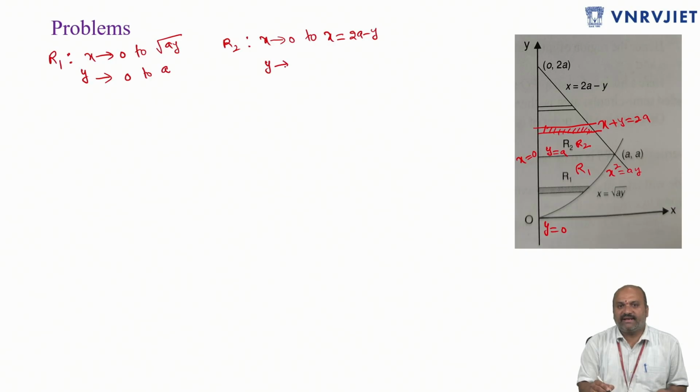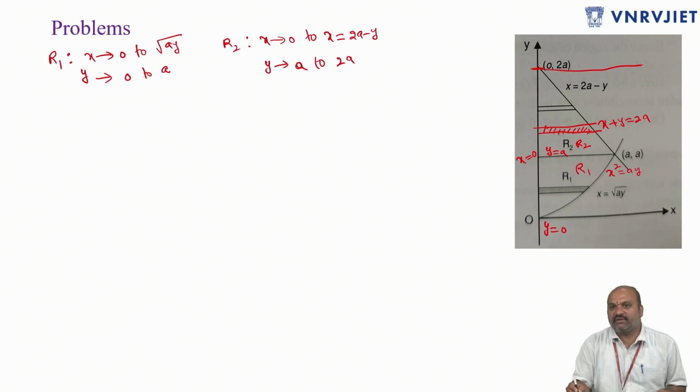And y varies from a to 2a. See here, this strip has to slide from the line y equals a to, here the y coordinate is 2a. So this line is y equals 2a. So this strip has to slide from y equals a to y equals 2a once to cover the region of integration, that is R2. So these are the x and y limits for both regions R1 and R2 separately.